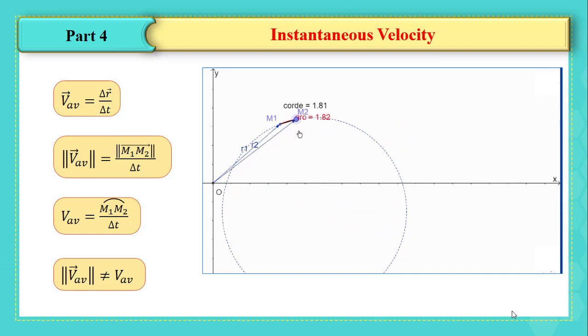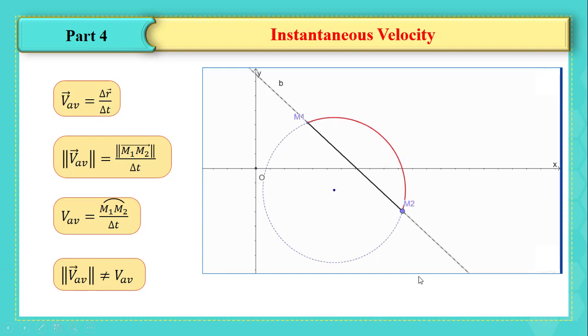That means when t2 tends to t1, or when delta t tends to 0, then M1 and M2 are approximately confounded, and the length of the chord is equal to the length of the arc, and therefore the magnitude of the average velocity vector is equal to the average speed.